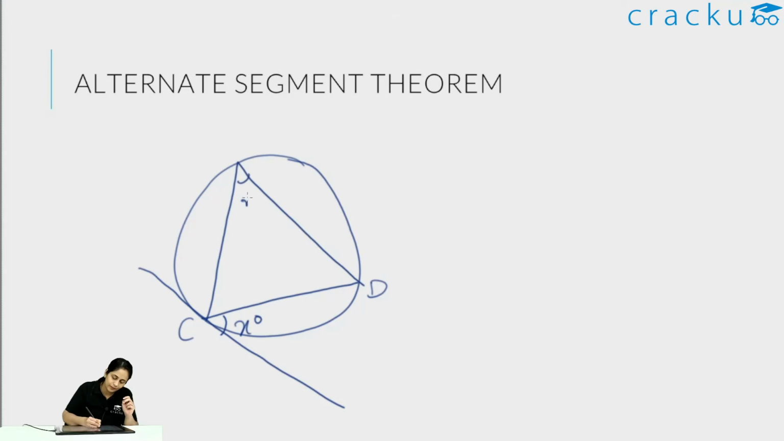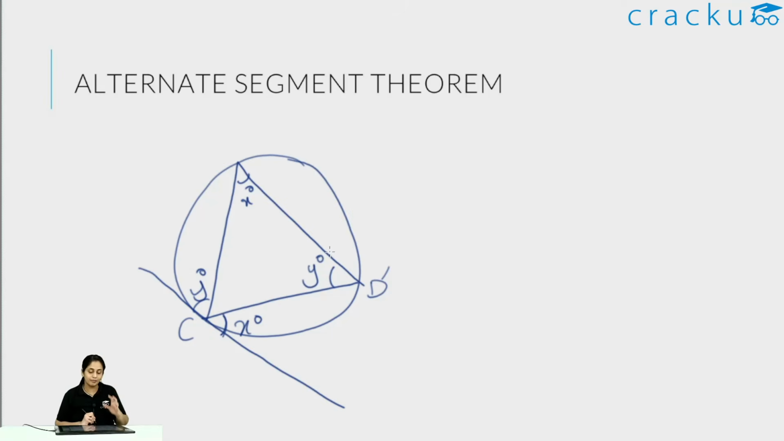Alternate segment, why? There are two segments to a circle. If you consider a chord CD, there will be a major segment and a minor segment. Wherever that angle is made, the angle that is subtended is in the other segment, the other part of the circle. So if this is x degrees, made in the minor segment, then the angle is subtended in the major segment. If this is y degrees, this is the angle made in this particular segment, so the angle subtended over here will be y degrees.